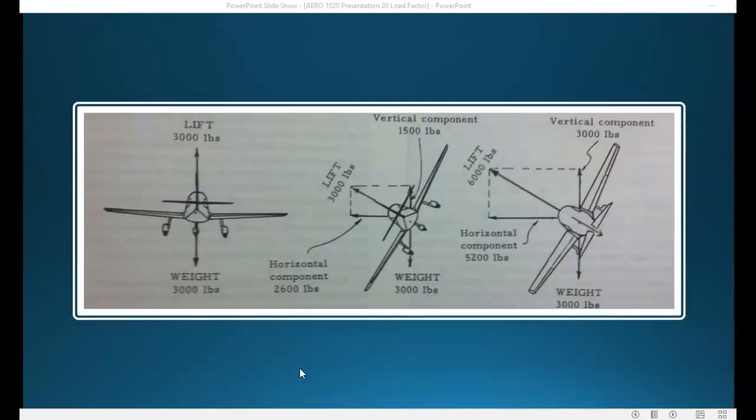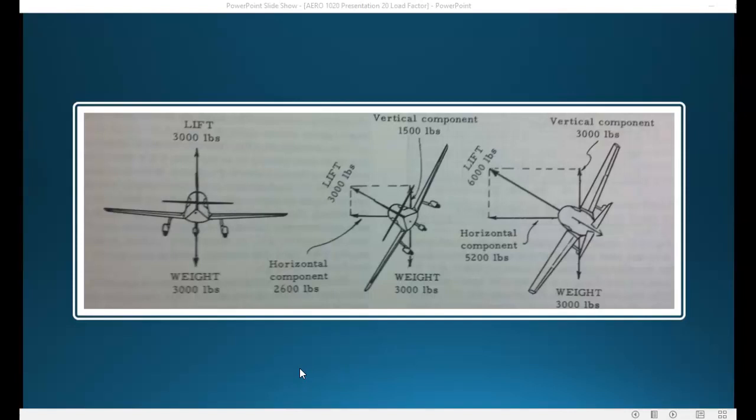In this figure, the aircraft on the left is in straight and level flight. It weighs 3,000 pounds and the wings are generating 3,000 pounds of lift, so the load factor is 1 G. The aircraft in the center is in a banked turn, but the vertical component of lift is only 1,500 pounds, and the aircraft weighs 3,000 pounds. So it's not maintaining altitude.